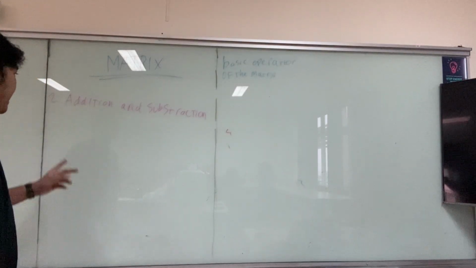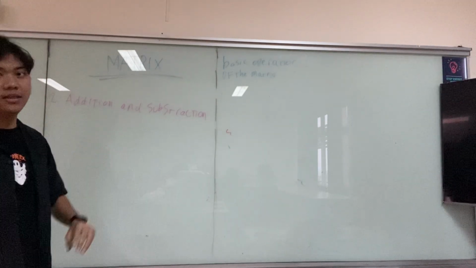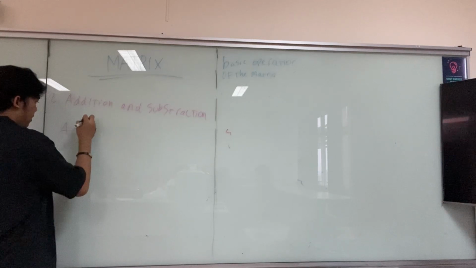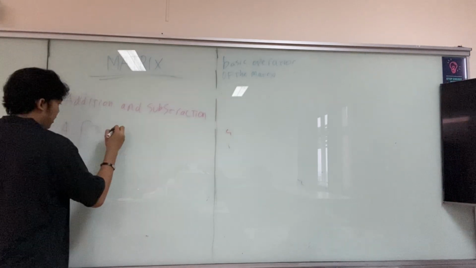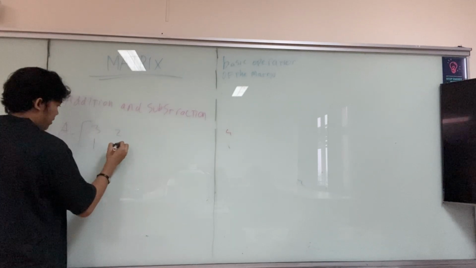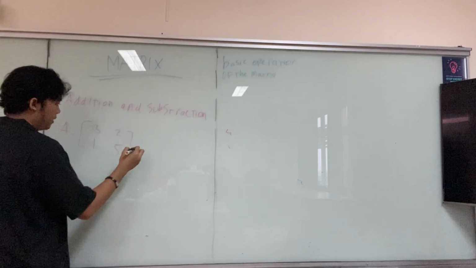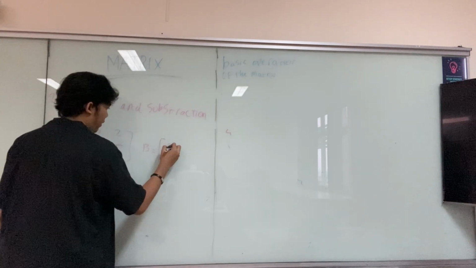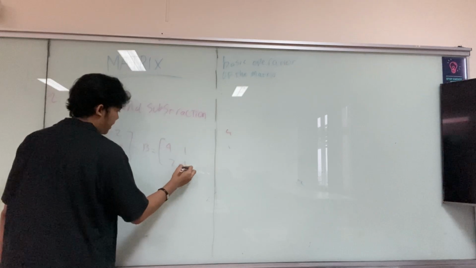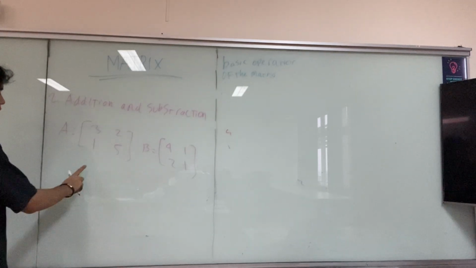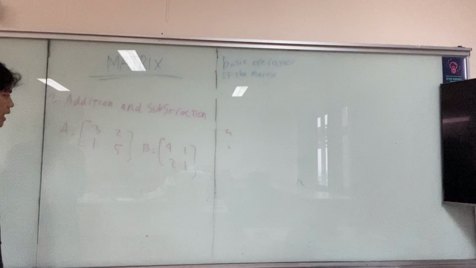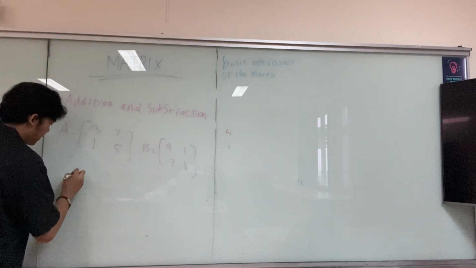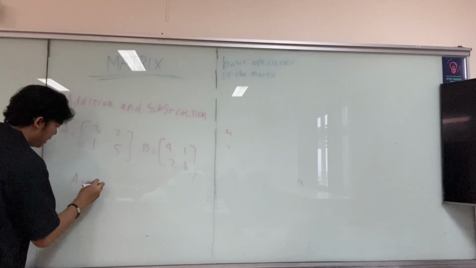Okay, the second operation is addition and subtraction. So for example, we have A, 3, 2, and then 1, and then 5, and then for B it is 4, 1, 2, 1. So as you can see, these matrices have the same order, 2 times 2 and 2 times 2. So the next step is A plus B.